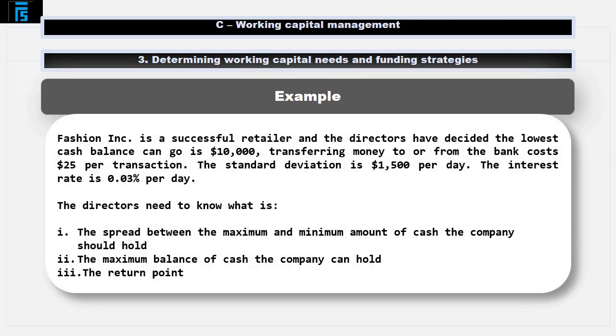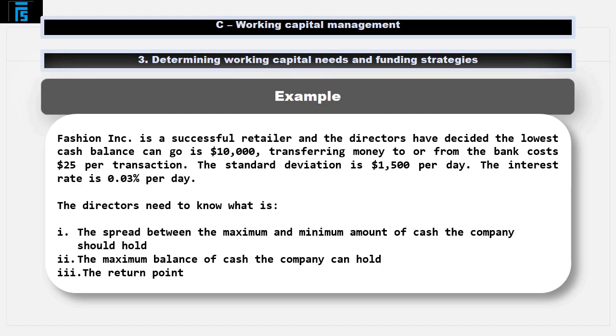Fashion Incorporated is a successful retailer, and the directors have decided the lowest the cash balance can go is $10,000. Transferring money to or from the bank costs $25 per transaction. The standard deviation is $1,500 per day. The interest rate is 0.03% per day. The directors need to know what is 1. The spread between the maximum and minimum amount of cash the company should hold. 2. The maximum balance of cash the company can hold. And 3. The return point.